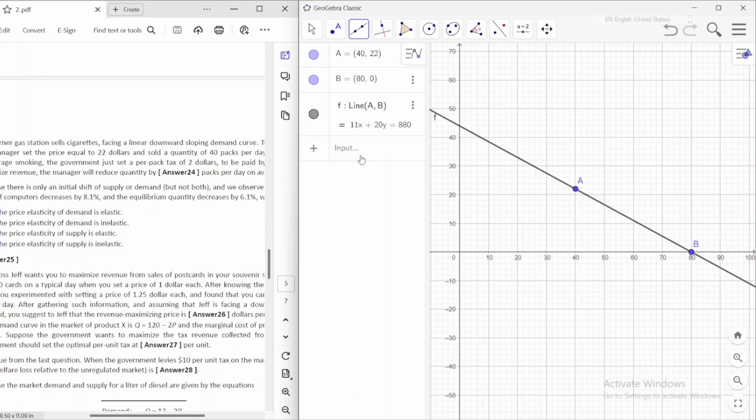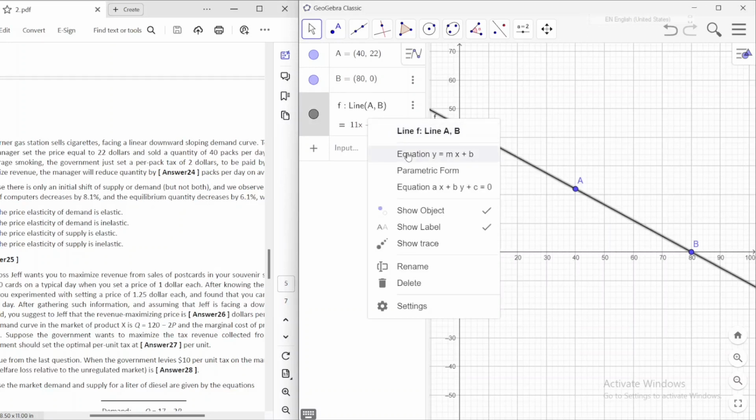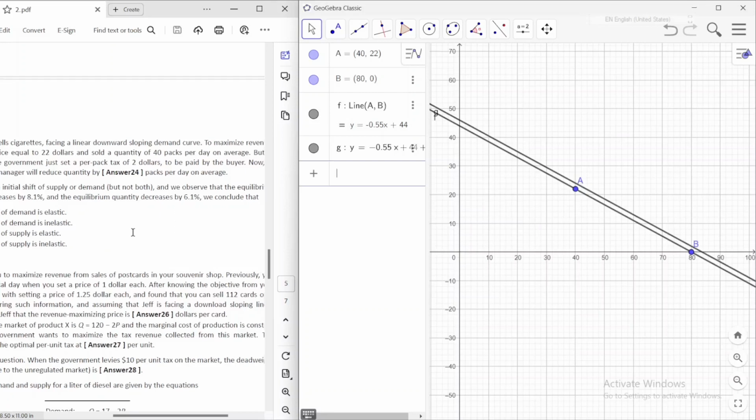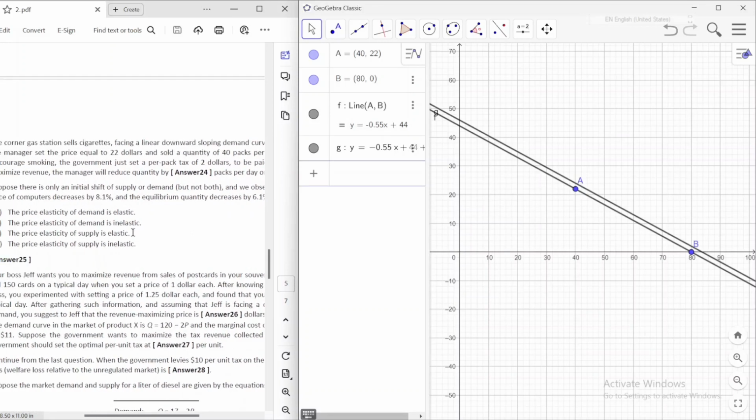Now you have to shift this line upward by $2 because the tax is $2. So let me change this equation in the intercept form so that I can simply add $2 in the equation and it will shift upward. So y equals minus 0.55x plus 44 plus 2. Okay, now the question says to maximize the revenue again.